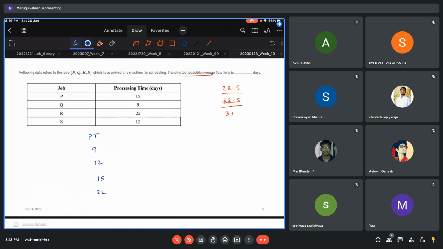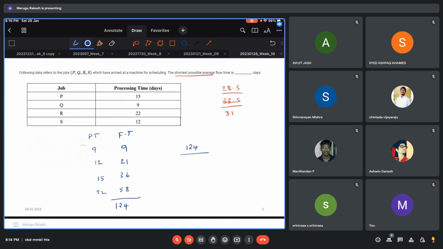Then I no need to worry about the job sequence now. I will directly go to the flow time. That is 9, then 9 plus 12 is 21, 21 plus 15 is 36, 36 plus 22 is 58. Total I am getting 124. They are asking the shortest possible average flow time in days. So we have 124 total.